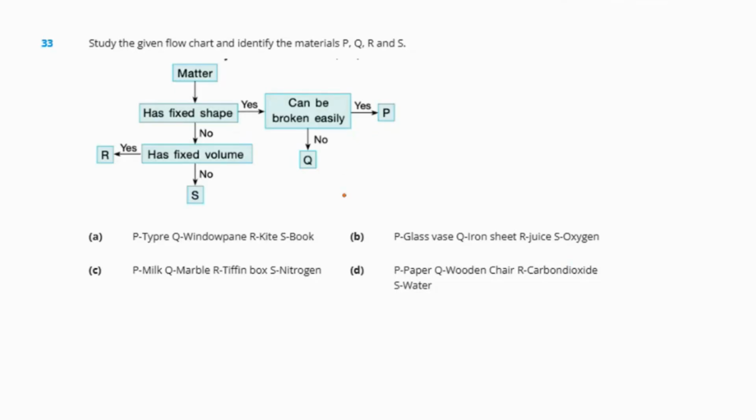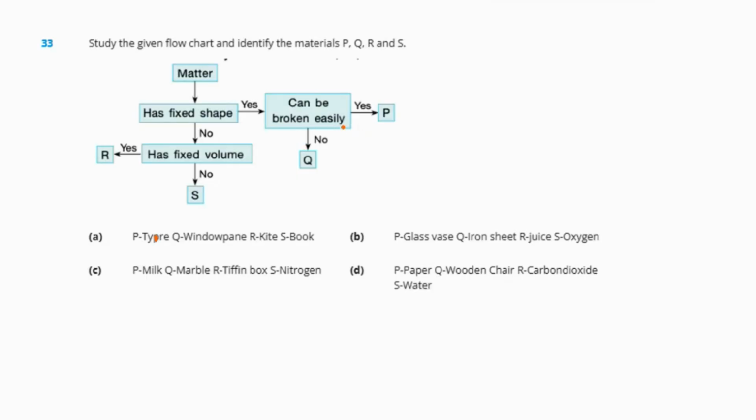Yes. So it is clearly visible here, like tire, glass vase, milk, and paper. So out of this, which can break very easily? Yes. So that is glass vase only, right? Yes. So we get the first option. Let's check for other Q, R, and S also. Yes. So P can be glass, which can be broken very easily.